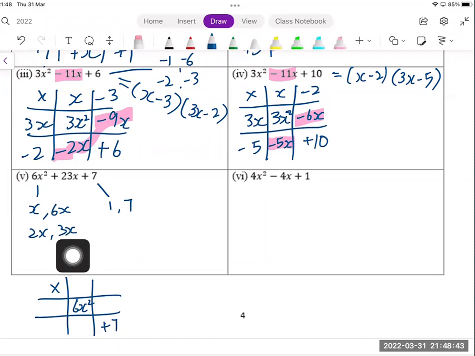So now I'm trying this. I try 3x times 1, that's 3x. 2x times 7 is 14x. 14 plus 3 is 17. Nope, not correct. Then I try 3x times 7, 21. 2x times 1, 2. Oh, 21 and 2, I get 23. So with that, actually, you don't need to really fill it in.